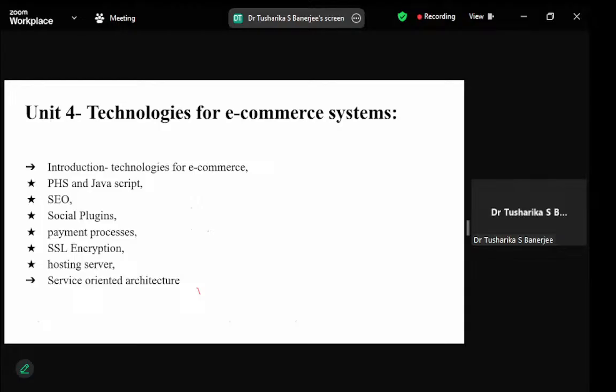So all these things, social plugins, payment processes, ये सब new नहीं है आपके लिए. Secure service layer encryption, hosting server, तो client server model के बाद में ये सब आपको clear होता जाएगा. All right, this is unit number 4.